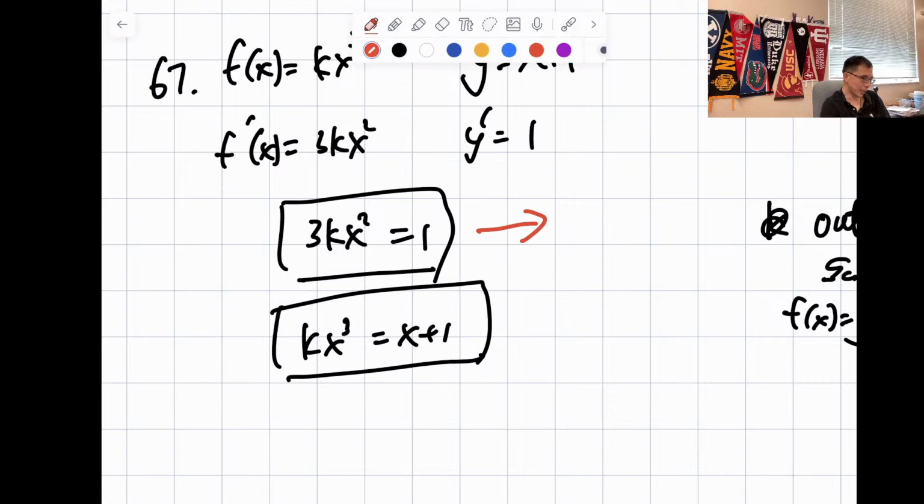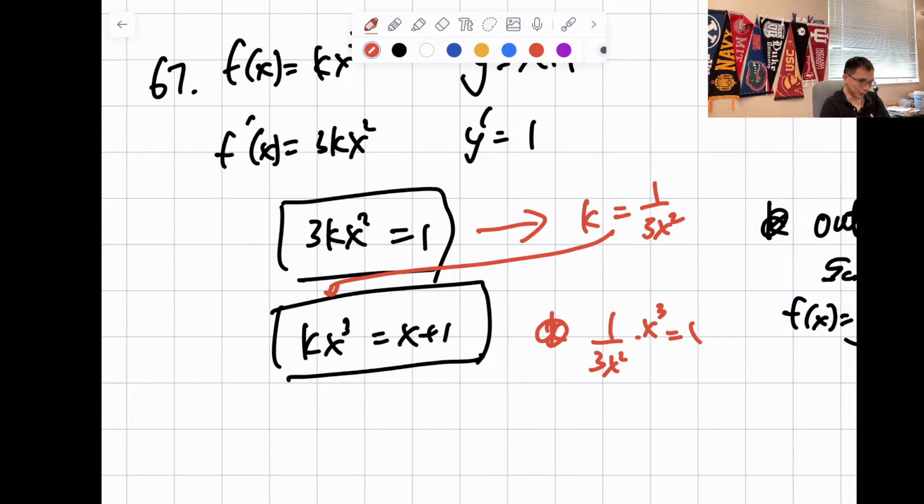I'm going to solve for k. So if I solve for k, it's going to be k equal to 1 over 3x squared. Is that okay? And I'm going to plug it in. So it'll be k, 1 over 3x squared, times x cubed equal to x plus 1. So therefore, it's 1/3 x equal to x plus 1.